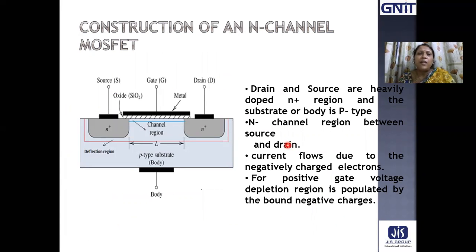Now, construction of an N-channel MOSFET. Here we can see that this is the p-type substrate. This is N+, that means the drain and source regions are heavily doped, whereas the substrate is bulk semiconductor, moderately doped. N-channel region between source and drain. For positive gate voltage, the depletion region is populated by negative charges.